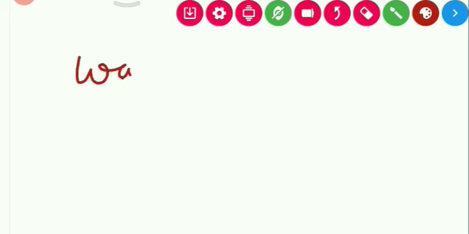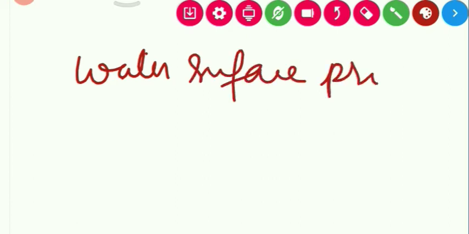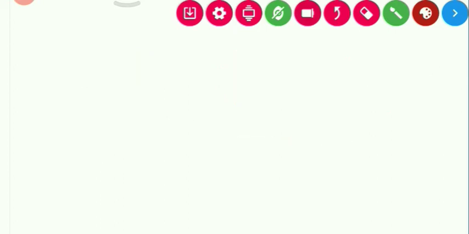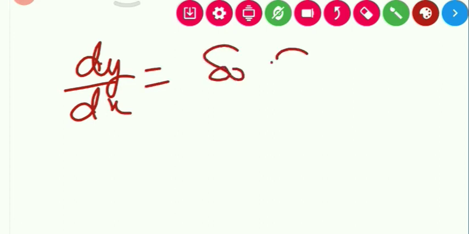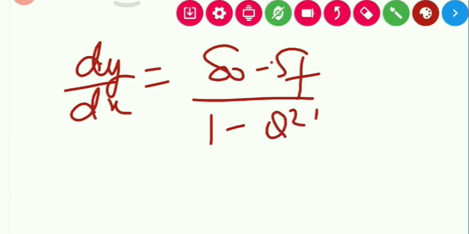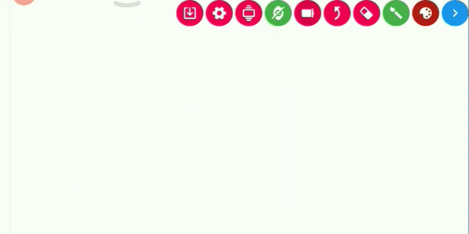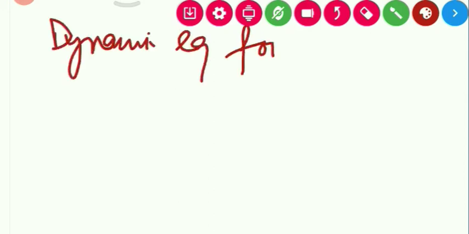So there are many methods to derive this equation of dy by dx equal to s naught minus sf upon 1 minus q square t upon ga cube. We can choose any method, but we have to remember this equation because it will be useful in solving various questions. So let's derive the dynamic equation for gradually varied flow.